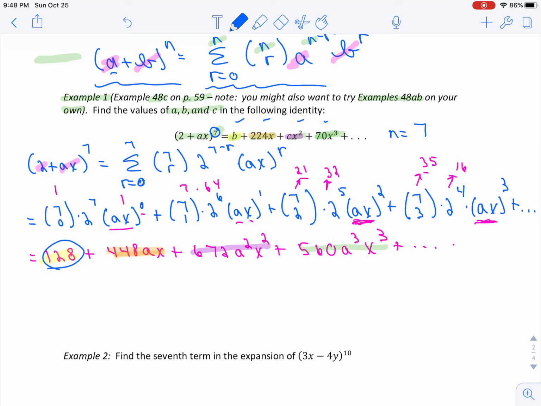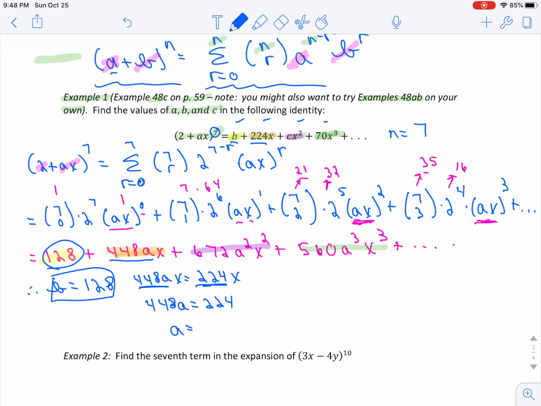So we can see that 128 has to equal b. So therefore, b is equal to 128. So we have one of the values that we need. We might notice the next one, that this coefficient, 448a, has to equal 224. In other words, 448a times x has to equal 224x, and we're not really dividing by x, but we're just noting that these coefficients have to be the same. So 448a has to equal 224. And if you divide both sides by 448, you'll notice that a is equal to 1/2.